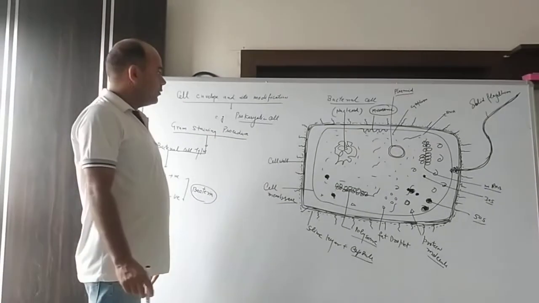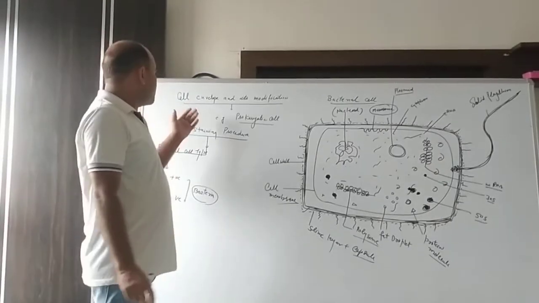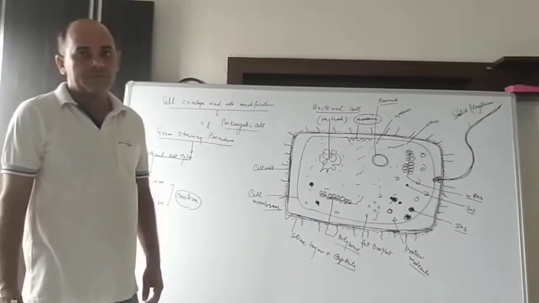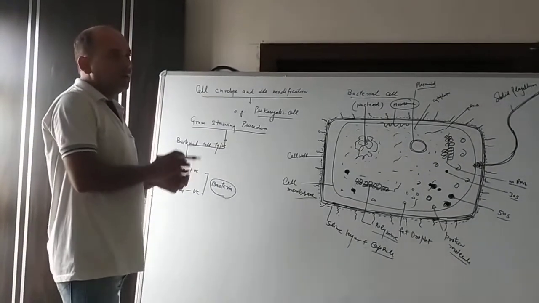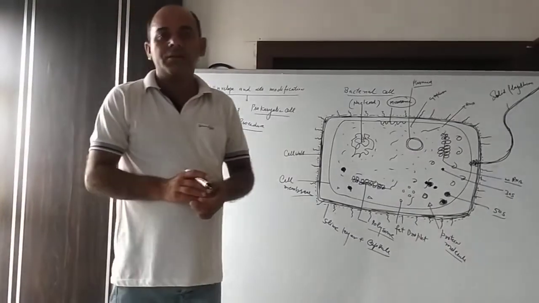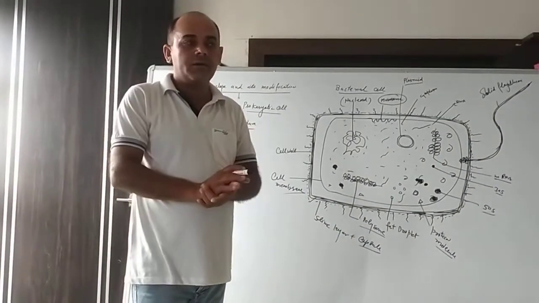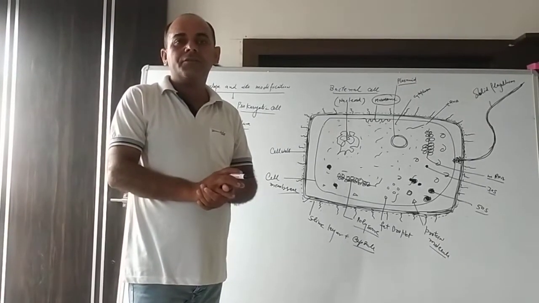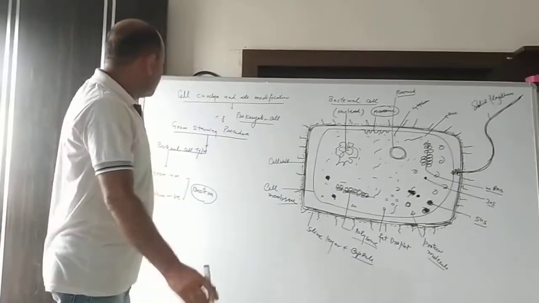Today we are going to start a new topic of class 11th, that is called cell envelope and its modifications. Today we will discuss how the different kinds of covering present around the cell, the cell membrane which is called plasma membrane, can show modification, how it can be changed into different kinds of structures, how it can protect the cells.